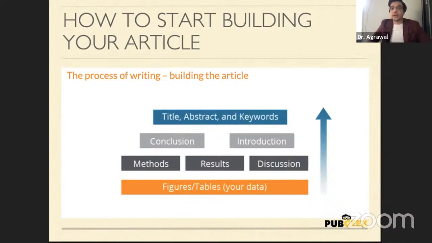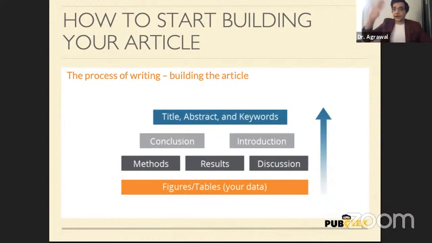After you've done this, you have a basic idea of what your article is trying to say, right? You have your methods, results, discussion, you have your conclusion, you have your introduction. Once you have that all in your head, you write your title, abstract, and your keywords, because they are the most important. I would say spend the most time on them. And after you have this basic idea, only then you should write your abstract, keywords, and title.